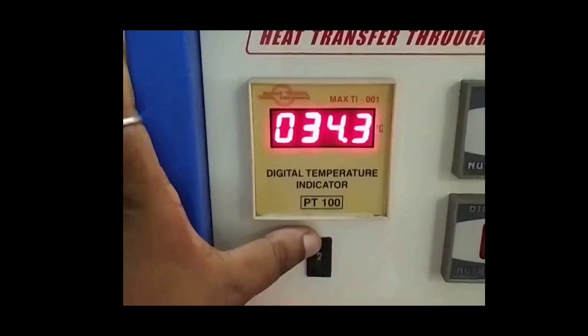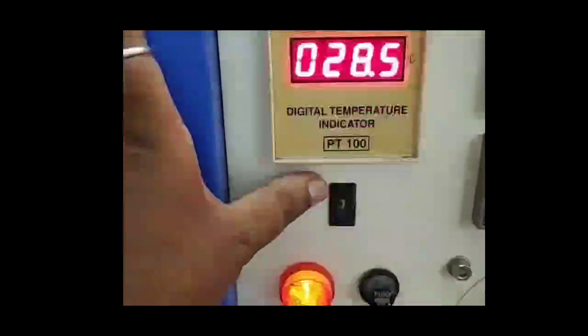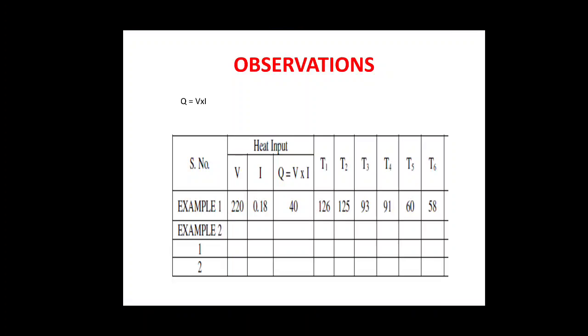This is the temperature indicator where the temperature of thermocouple 2 is showing. If we want to take the reading of thermocouple 3, you have to push the knob as it is shown here. Then you will get the reading of thermocouple T3. Again, if you push it, you will get the reading of thermocouple T4, and likewise. Then all those readings you have to put in the observation table.